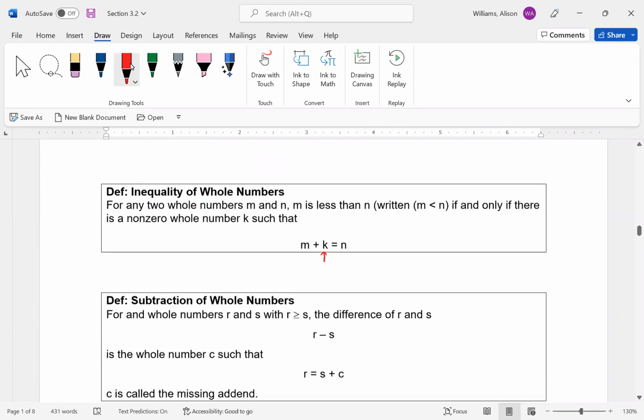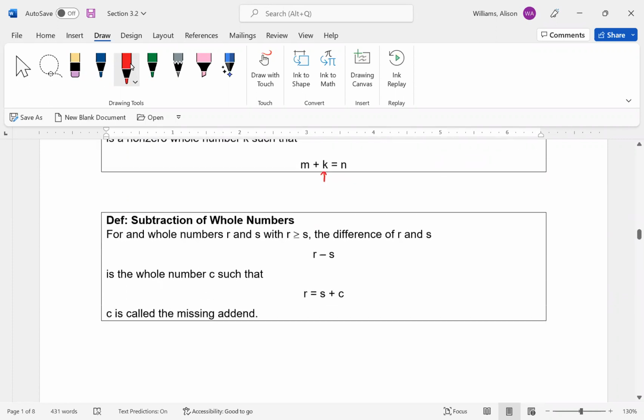Building off that concept, let's write the definition for subtraction. I did forget to mention DEF. I think I've used that notation for you before, but it means definition. Subtraction of whole numbers: for any, not "and", whole numbers r and s with r bigger than or equal to s, the difference of r and s, which we write r minus s, is the whole number c such that r equals s plus c. And we call c the missing addend.